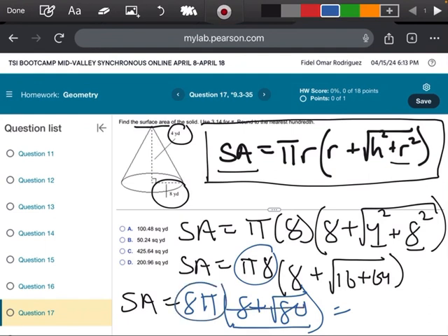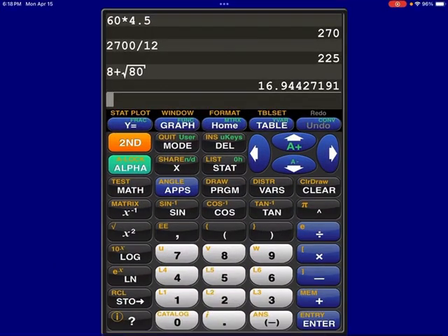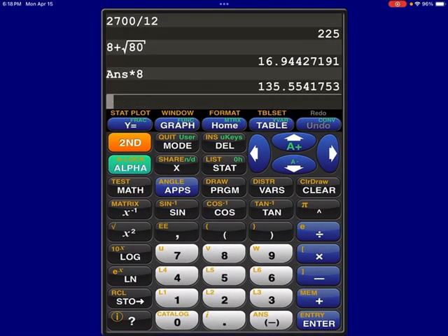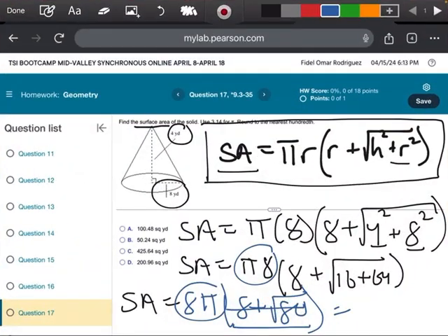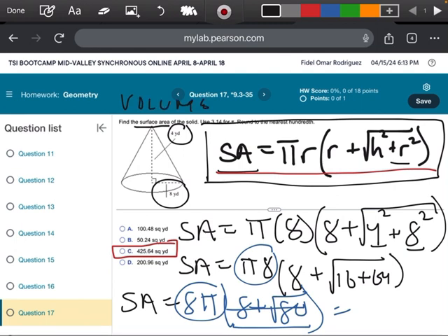Then I'm going to multiply it by 8, and then multiply it by pi. So now times 8, and then times 3.14. I'm coming up with about 425.64. 425.64, and you can see that is my choice for C. So I really had to go through this formula here. Again, I think when I made this problem on the homework, I meant it to be a volume problem, and I didn't quite notice that it was a surface area.